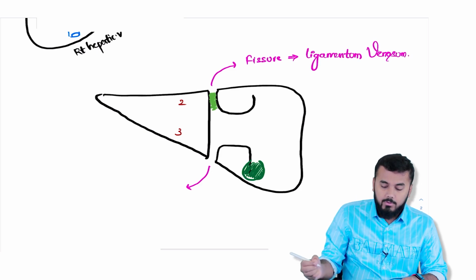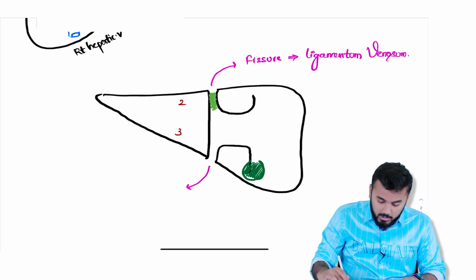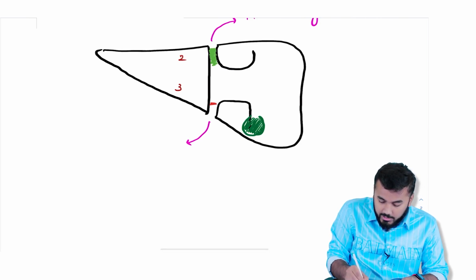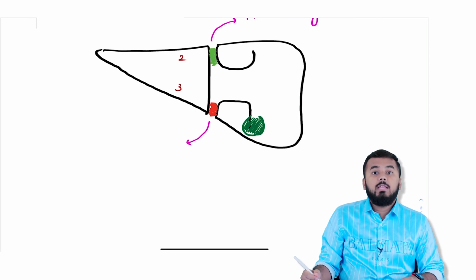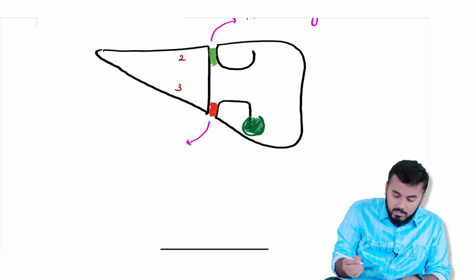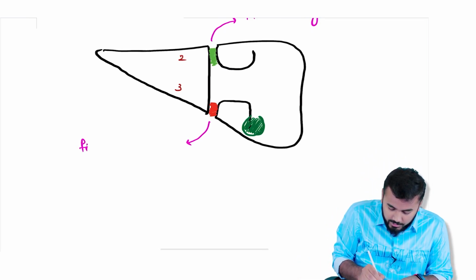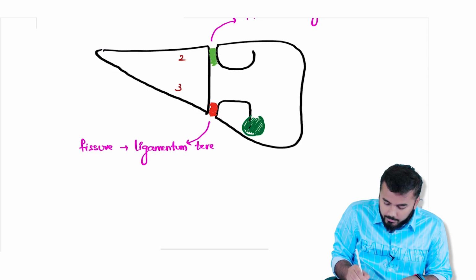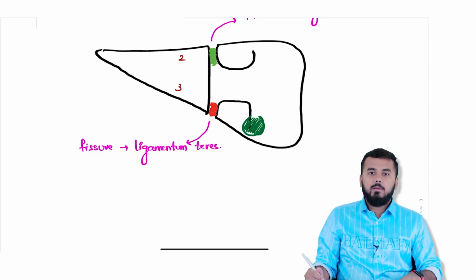Fissure for ligamentum venosum. In the same way, in the bottom part also, I have got a fissure here. Here also I will get a ligament. This is called the fissure for ligamentum teres. What is this? This is also a fissure. Fissure for what? Fissure for ligamentum teres.